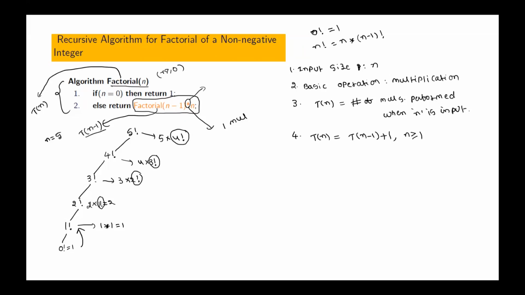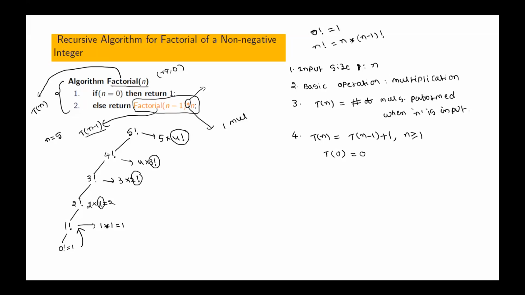Now we need to give the initial condition. What is the initial condition? T of n equals 1 if n equals 0? In case of multiplication, we can write T of 0 equal to 0. Yes, correct. T of 0 equals 0. Is there any doubt?